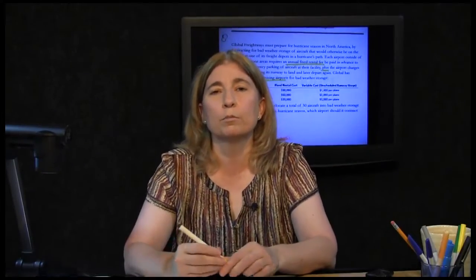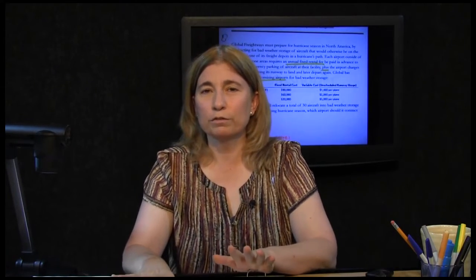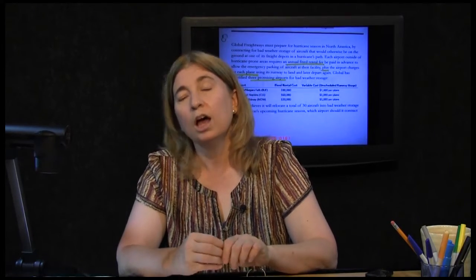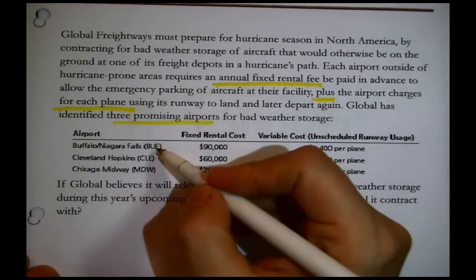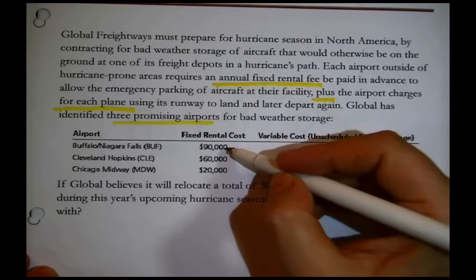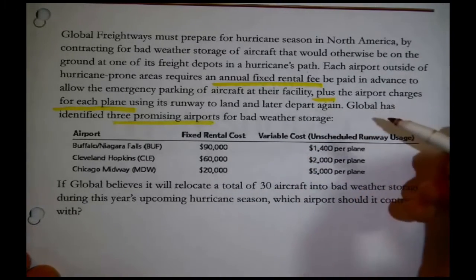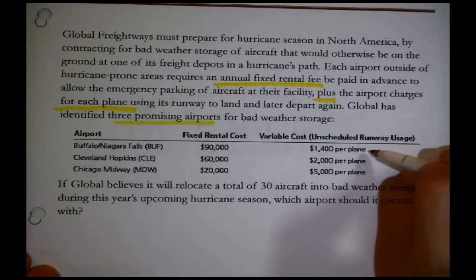Oh, back out for a moment. Cost volume analysis, regardless of the level of difficulty, always starts with a set of candidate locations. And you can see that in this particular scenario. There are 3 airports: Buffalo, Cleveland, and Chicago Midway. In each case, there is an upfront fixed cost. We'd have to pay this annually regardless of whether we parked any airplanes there. But there is also a variable cost for the unscheduled runway use.